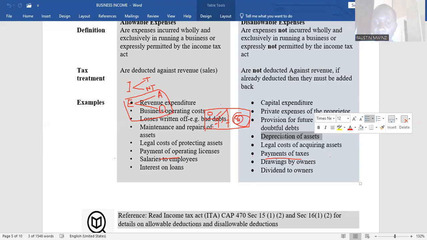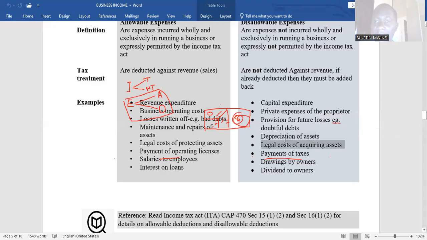Legal cost on acquiring assets. Why do we say legal cost on acquiring assets are not allowable? Because when you incur legal cost, like you are acquiring a building and you pay legal cost on that, that cost should be added on the cost of the building itself. It becomes capital expenditure.